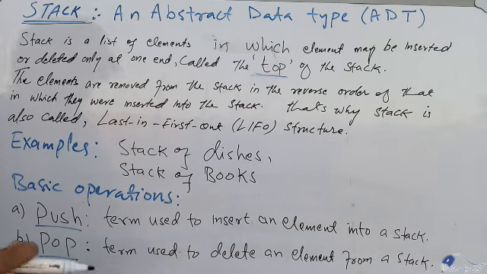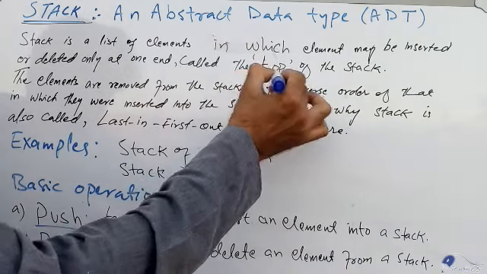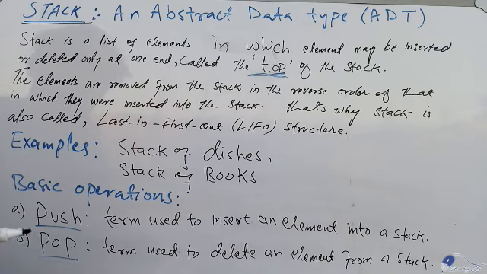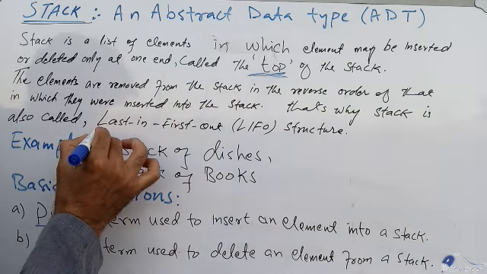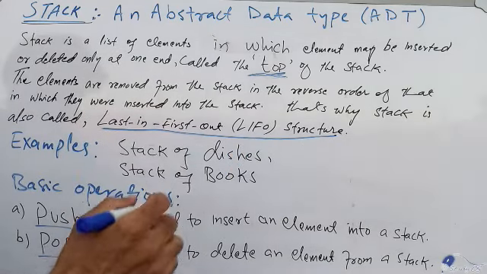Viewers, today we will talk about a special type of structure: stack, an abstract data type. A stack is a list of elements in which elements may be inserted or deleted only at one end, and that end of the stack is called the top end or top of the stack. The elements are removed from the stack in the reverse order of the order in which they were inserted. That's why stack is also called a last in first out structure. Shortly we can say it LIFO structure.